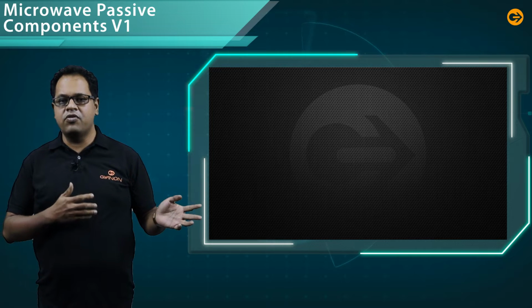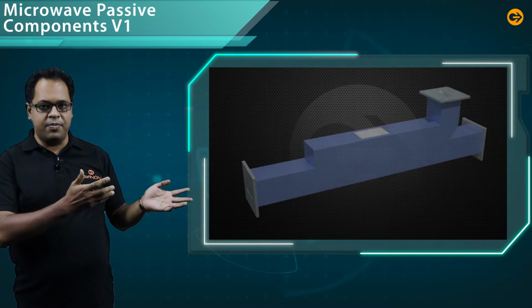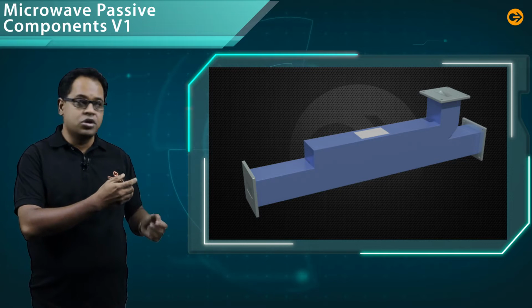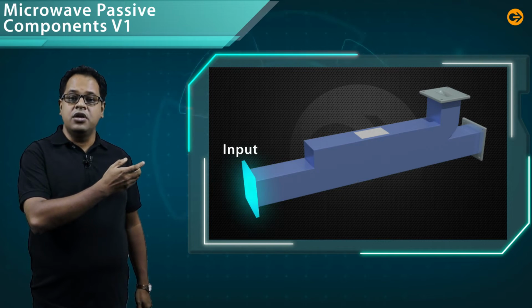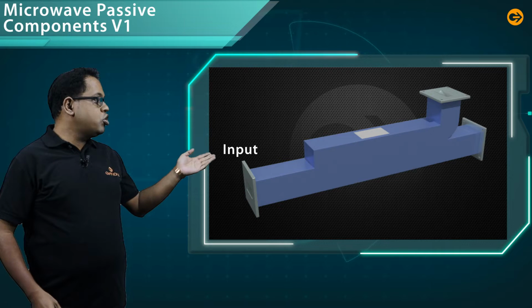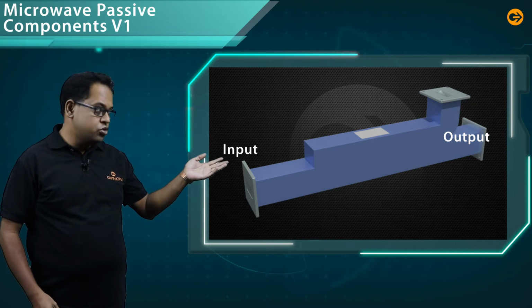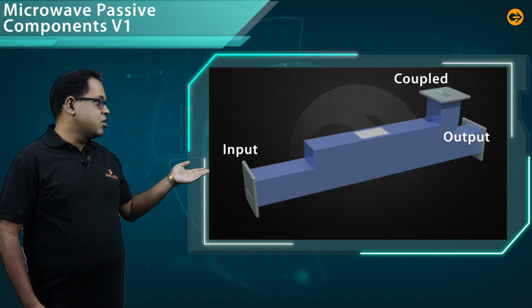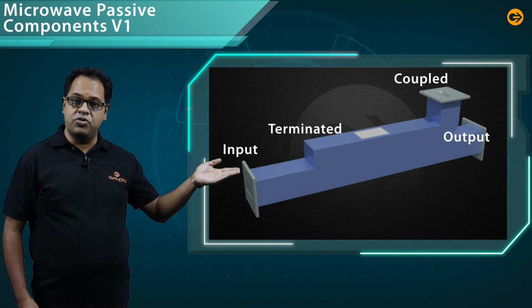So first, we are going to discuss the directional coupler. A directional coupler has 4 ports. Port 1 is input. Port 2 is output. Port 3 is coupled port. And port 4 is terminated port.